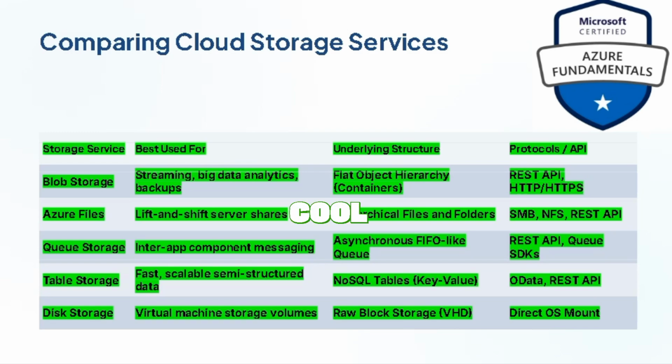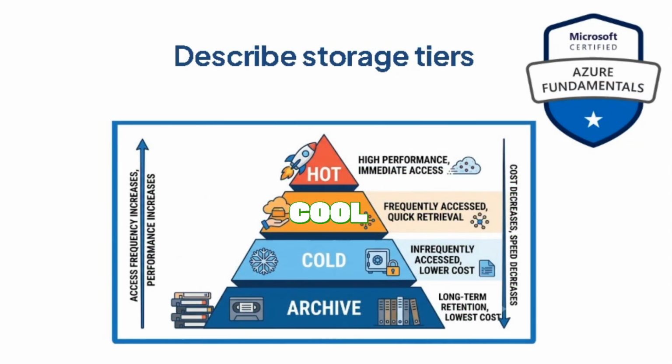We're going to be able to describe storage tiers, and for this I didn't want to show text. I want to show you with an image, and there are 4 storage tiers that we should know. I'm going to go into detail after this slide, but basically the 4 storage tiers are hot, which is for high performance and immediate access. Warm, frequently accessed, quick retrieval. And then you have cold storage, that's infrequently accessed or lower cost. And then the archive storage, which will be for long retention and lower cost.